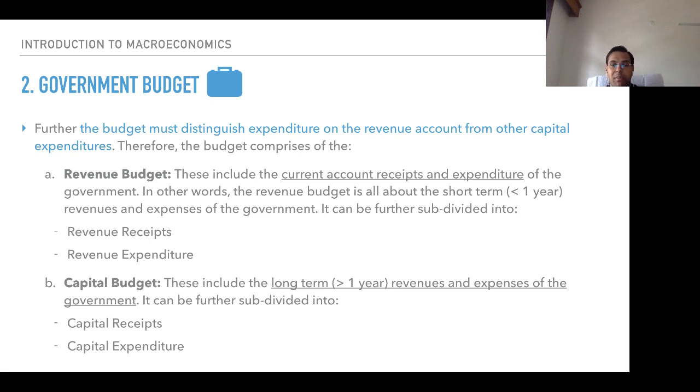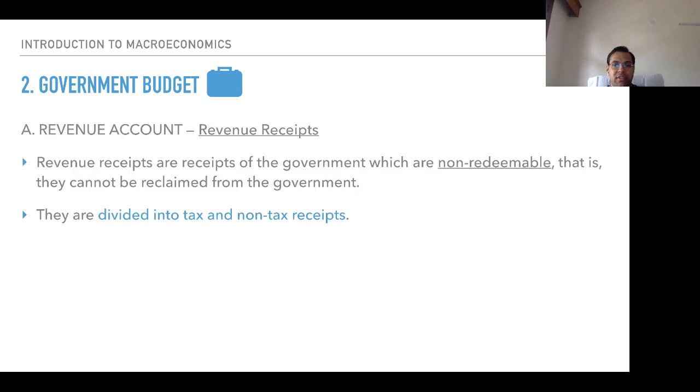So always remember the specific two parts, revenue receipts and revenue expenditures. Revenue receipts are receipts of the government which are non-redeemable. I repeat, revenue receipts are those receipts of the government which are non-redeemable, that is, they cannot be reclaimed from the government.